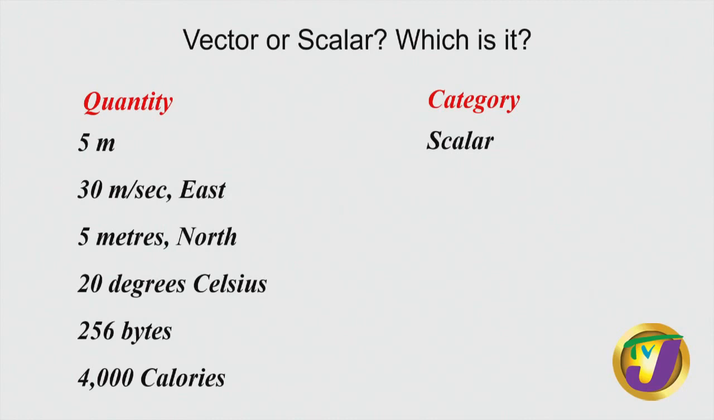Scalar, all right. 30 meters per second east, what say you? I see magnitude and direction, so that must be a vector quantity. There you go. 5 meters north, what say you? Again, I'm seeing magnitude, 5 meters, direction, north. Sounds like a vector quantity again.